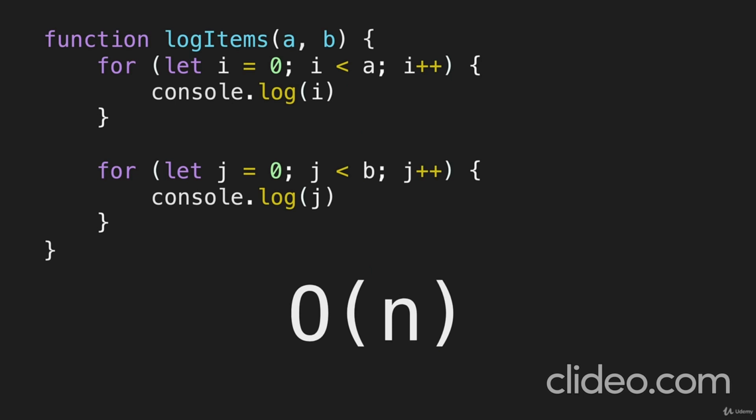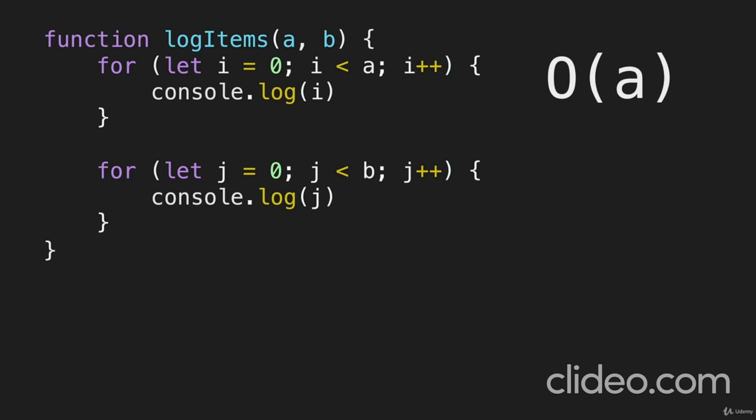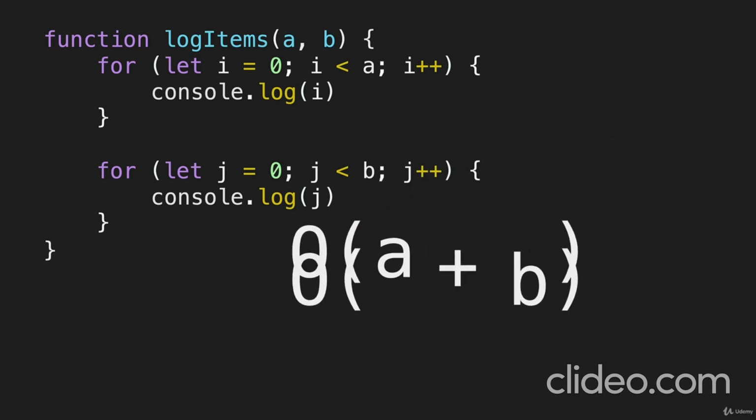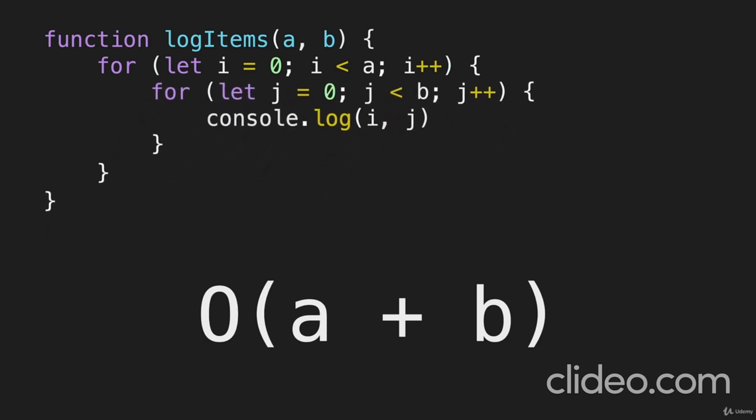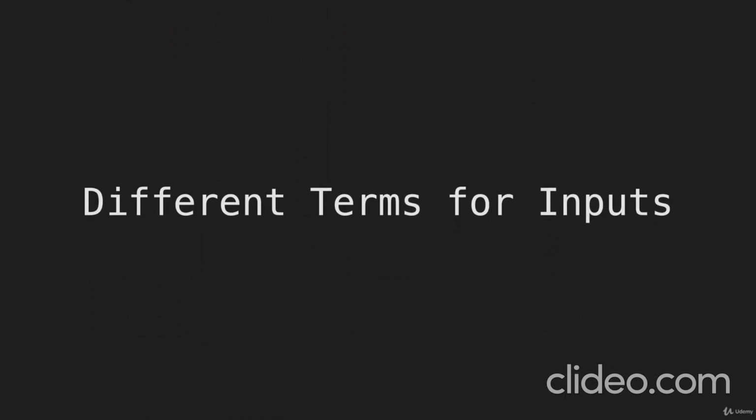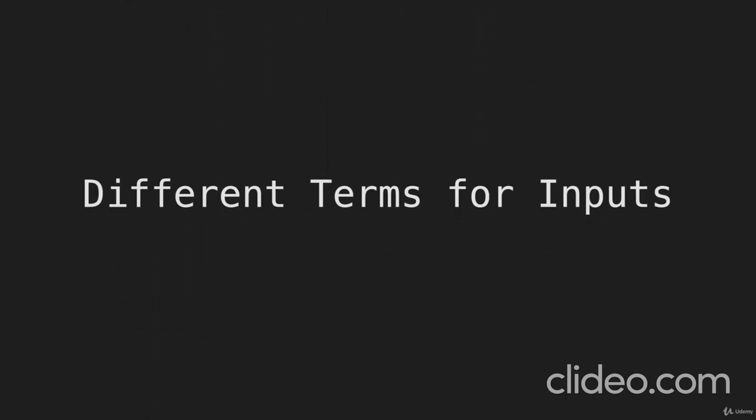So what you have to do is say the first for loop is O of A, or whatever the variable might be, and the second one is going to be O of B. And when you add these together, O of A plus B is as far as you can simplify this. Similarly, if these were nested for loops, this would become O of A times B. You can't use n, you actually have to use different terms for inputs.